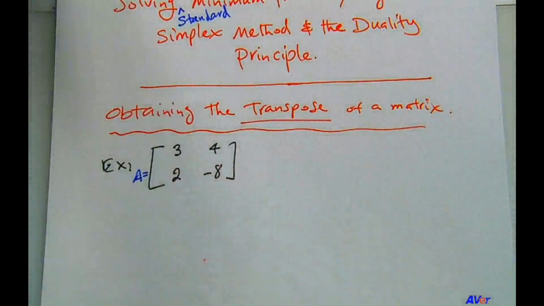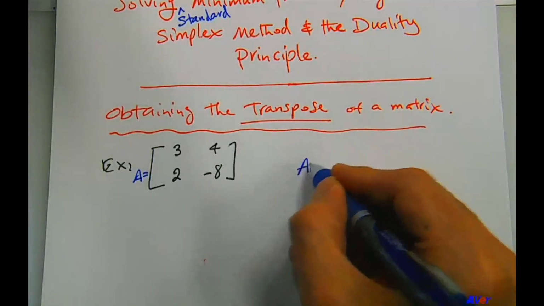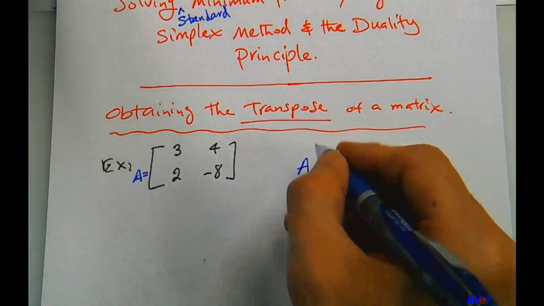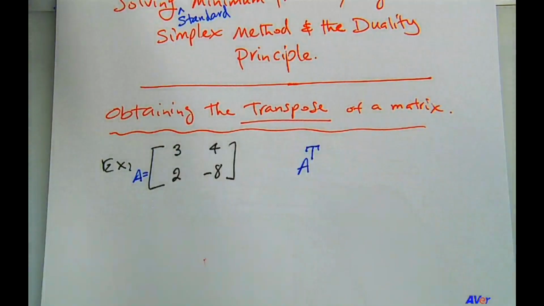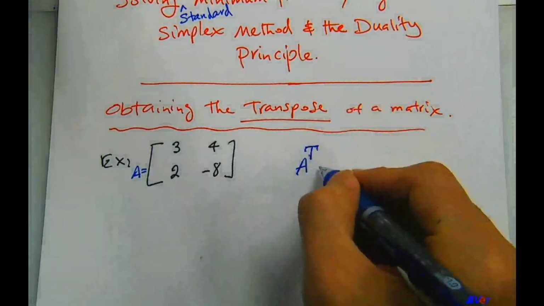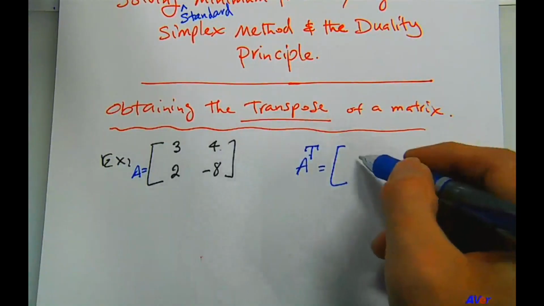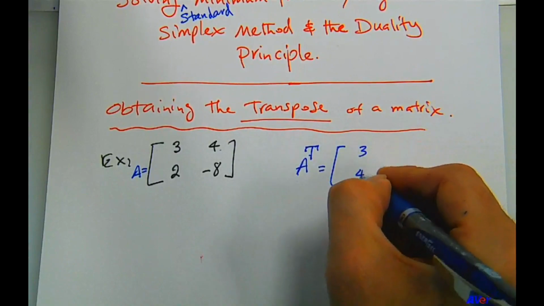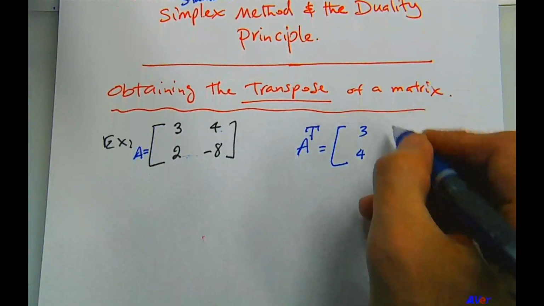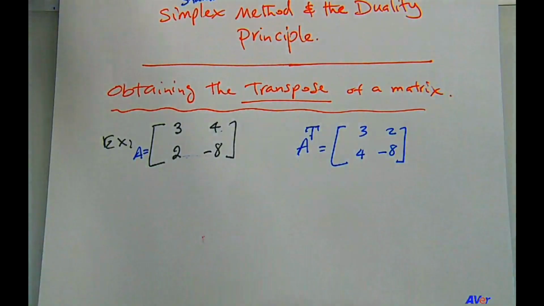The way we denote a transpose matrix is the letter A with a capital letter T in the upper right corner. So that's transpose of matrix A equals the first row of the original matrix becomes the first column. So 3, 4. The second row of the original matrix becomes the second column. So 2, negative 8.